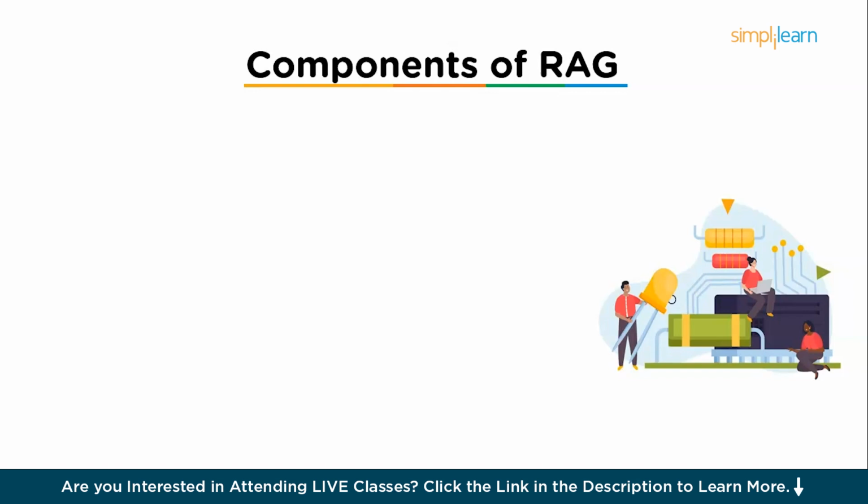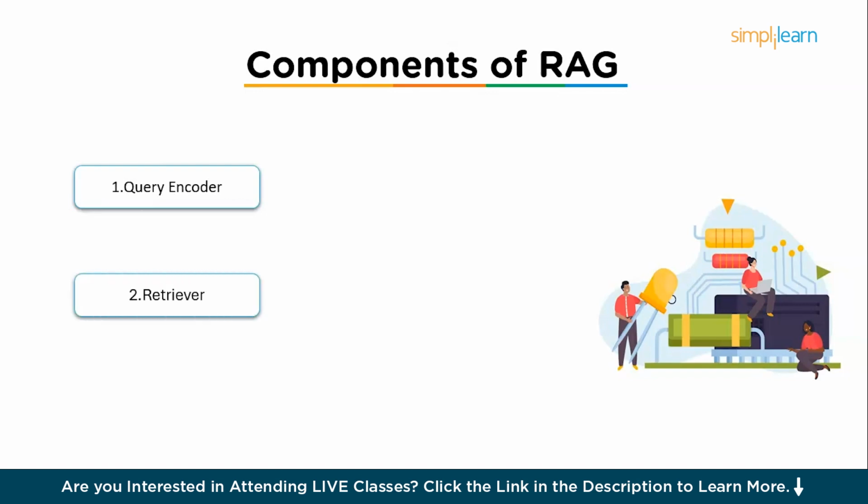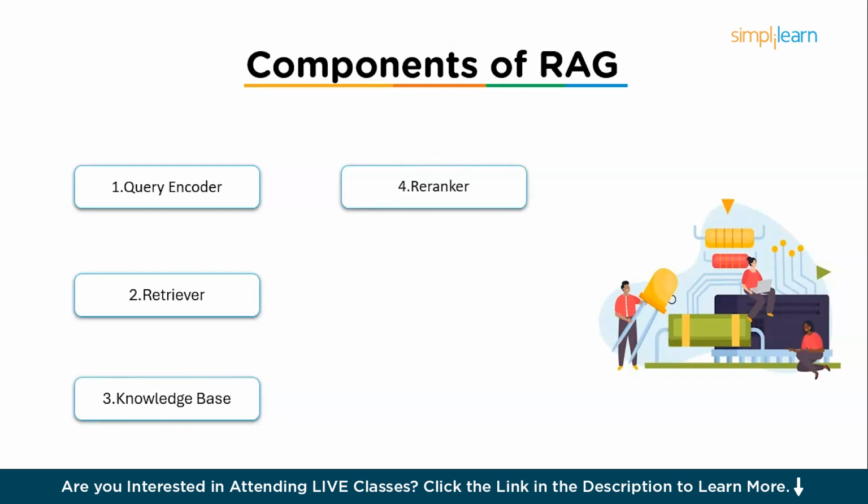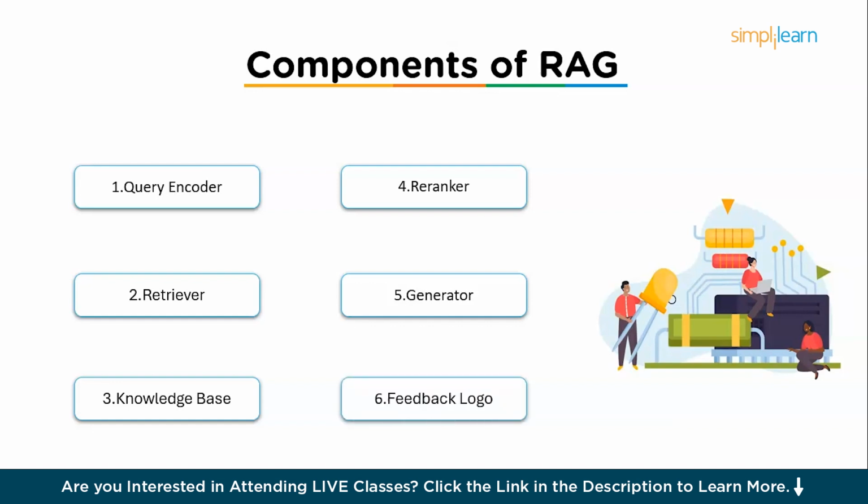The first component we have is the query encoder. Then we have the retriever. The third one is the knowledge base, also known as the document store. Then we have the re-ranker. The fifth one is the generator, that is a language model. And finally, the last one is the feedback loop. Now let's break down each one to see what it does and how it helps the RAG system.